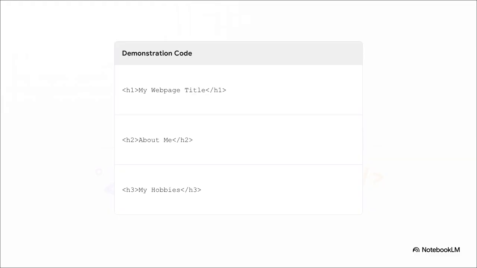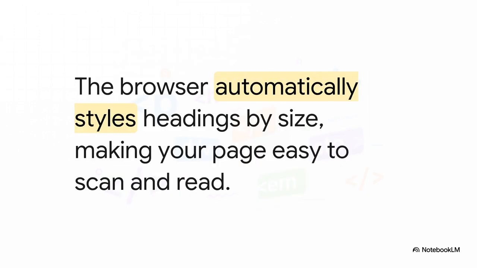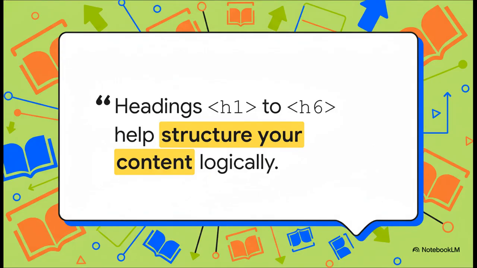Here's a perfect example using the 3 most common ones. You've got a main title with H1, a big section like About Me with H2, and then a subsection like My Hobbies using an H3. And check out what the browser does with that code. It automatically styles them by size, making the H1 the biggest and boldest. This instantly makes your page easy to scan and for any reader to navigate. Your takeaway here is easy. Always use headings to create a clear outline for your page. It's the best way to make your content reader-friendly.